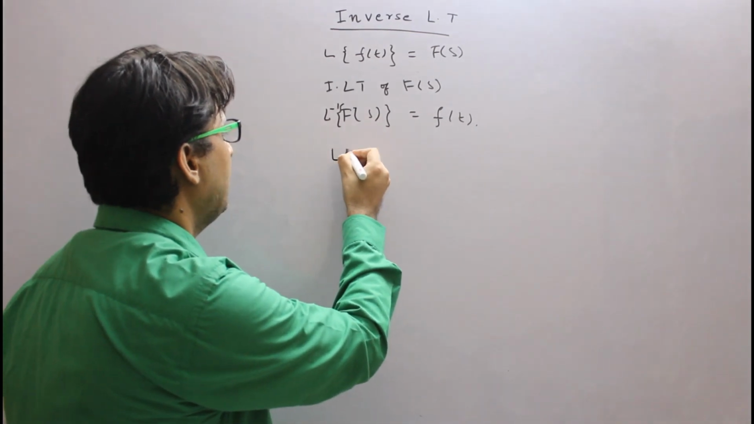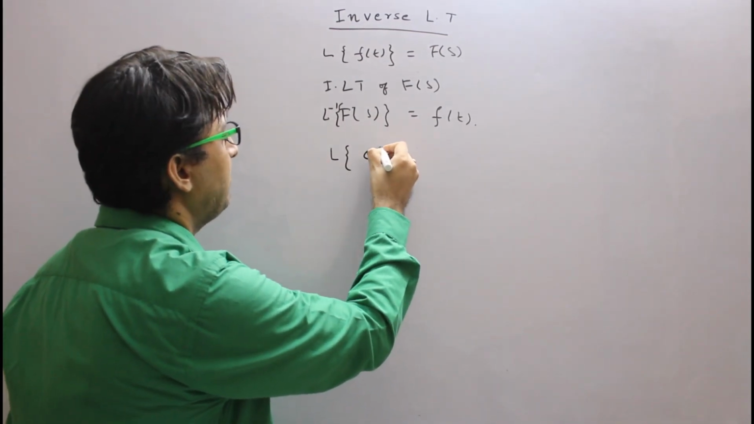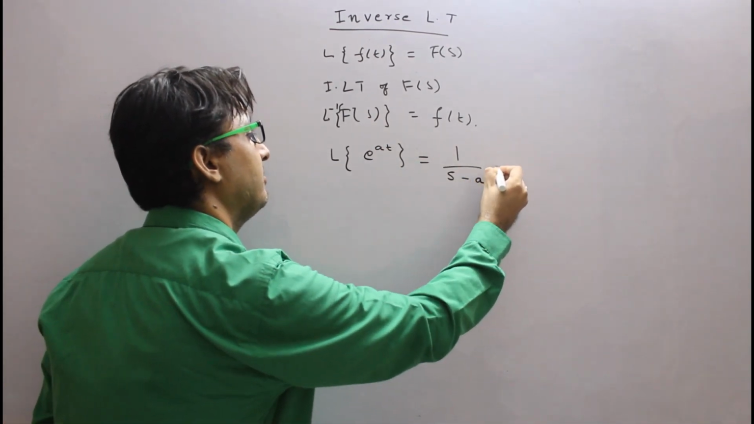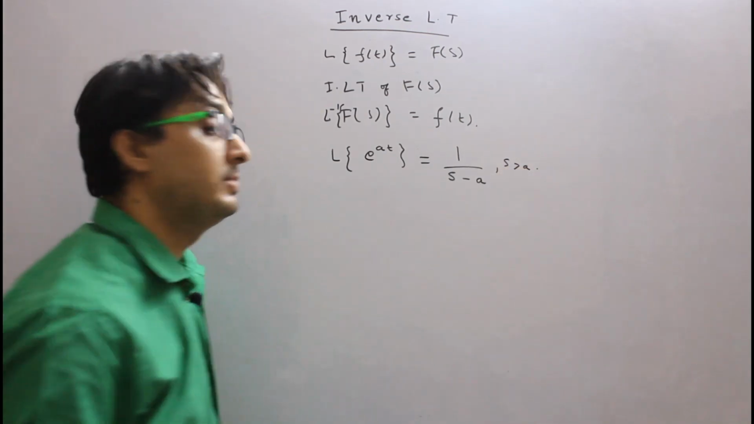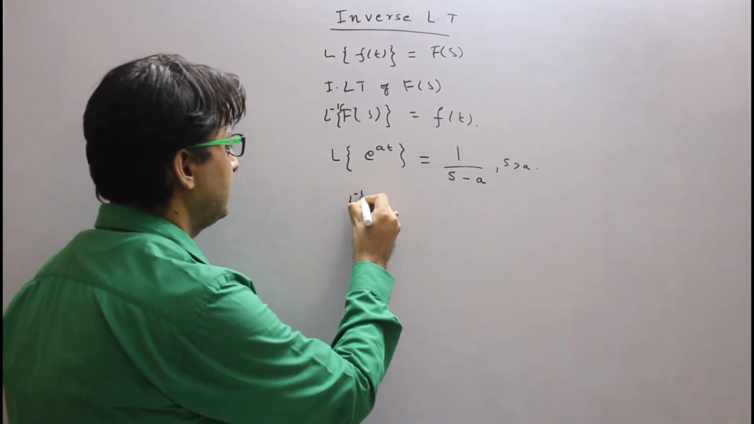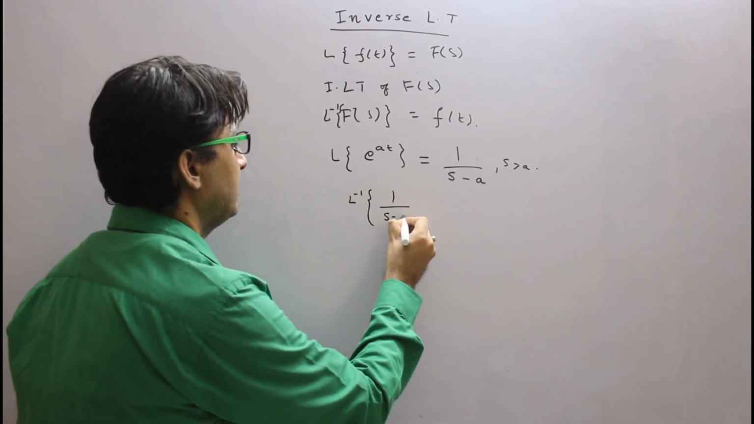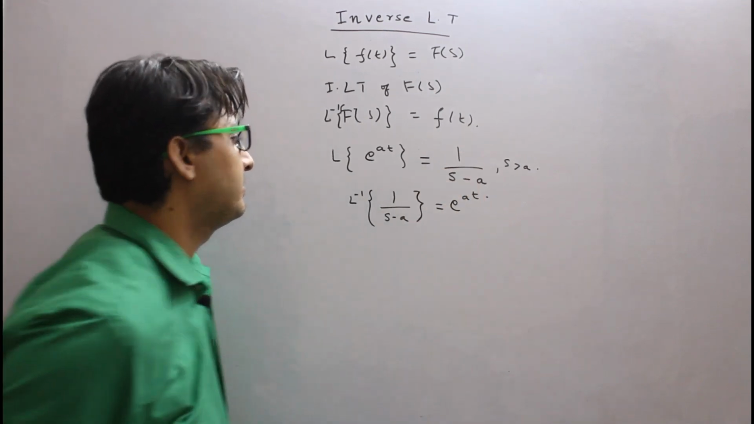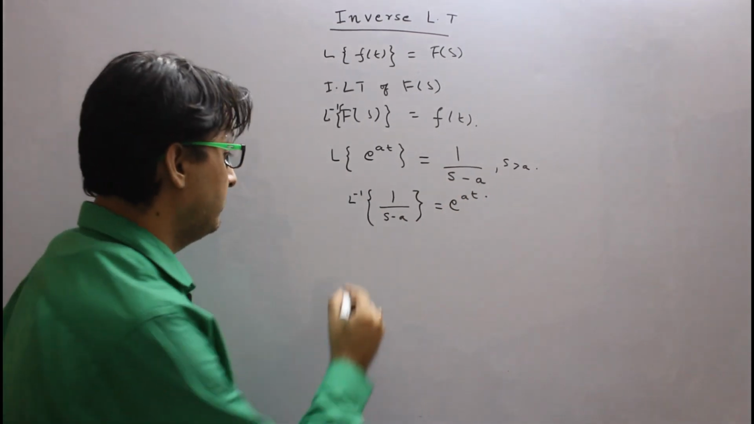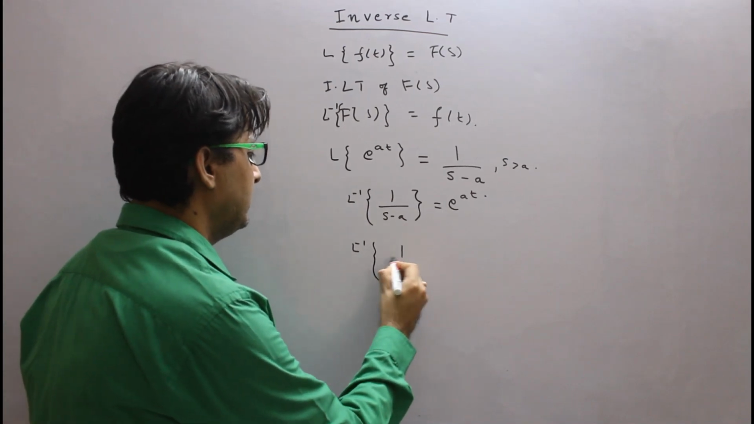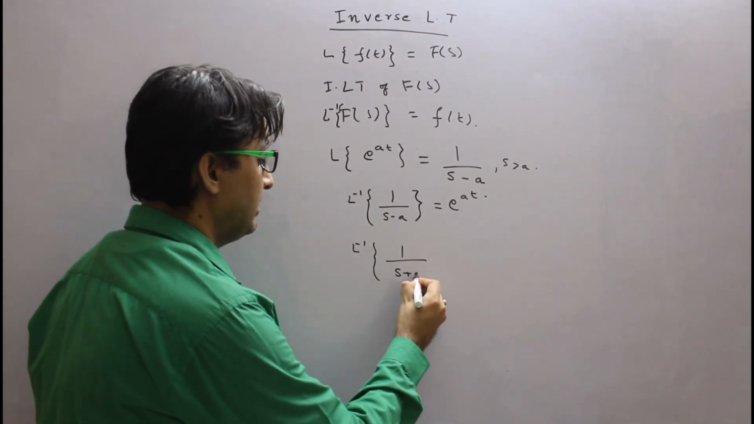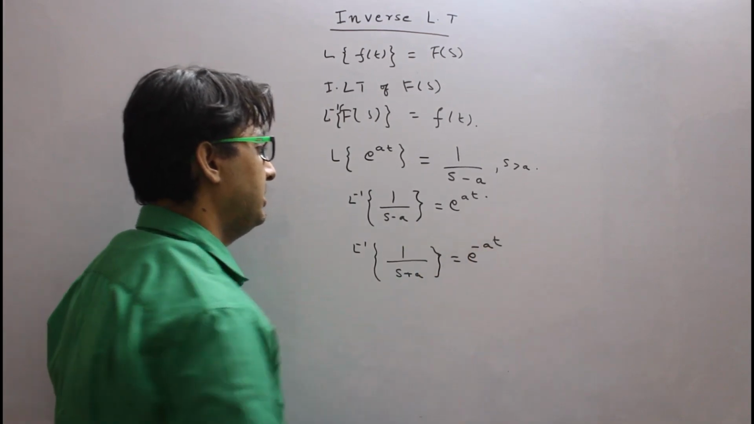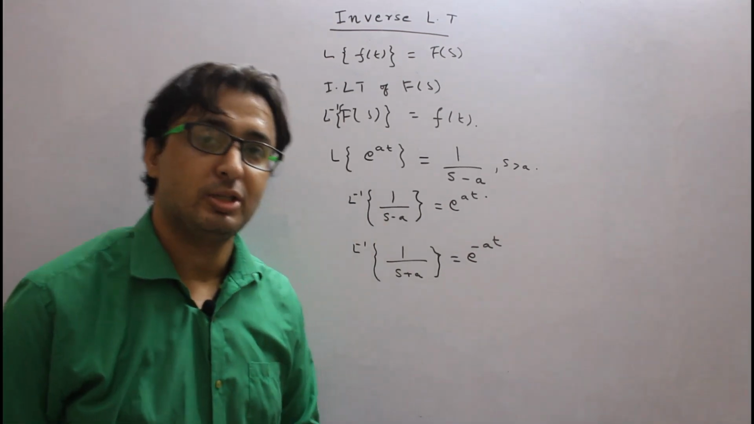What we studied about Laplace transform of e to the power at was 1 by s minus a, where s was greater than a. Therefore, inverse Laplace transform of 1 by s minus a is going to be e to the power at. Now, on the same lines, we can say that the inverse Laplace of 1 by s plus a is equal to e to the power minus at. This is with regard to the exponential function.